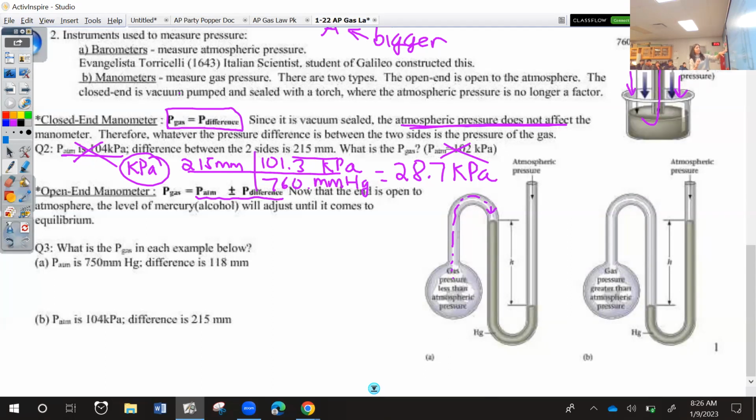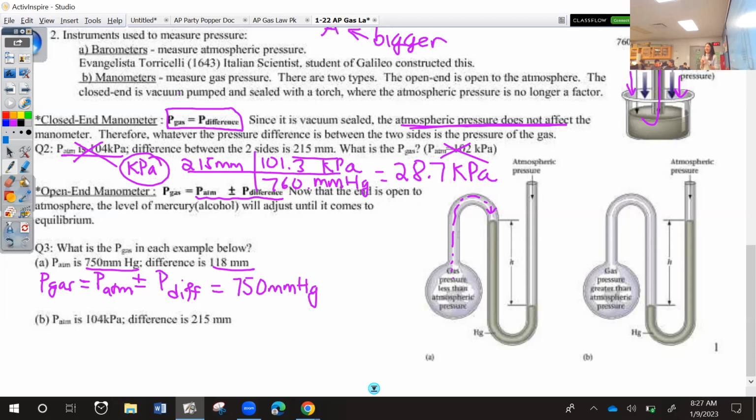So let's see what the problem says. What is the pressure of the gas in each example? The pressure of the atmosphere is 750 millimeters. So that's our P atm, and the difference is 118 millimeters. Let's do A, which is going to be this one on the left, and then we'll do B. The pressure of my gas is equal to the pressure of my atmosphere plus or minus the pressure difference, and we're going to circle one of them. You won't have to rewrite the equation just because we're doing this for the first time on here. What is the pressure of my atmosphere? It's equal to 750 millimeters of mercury.